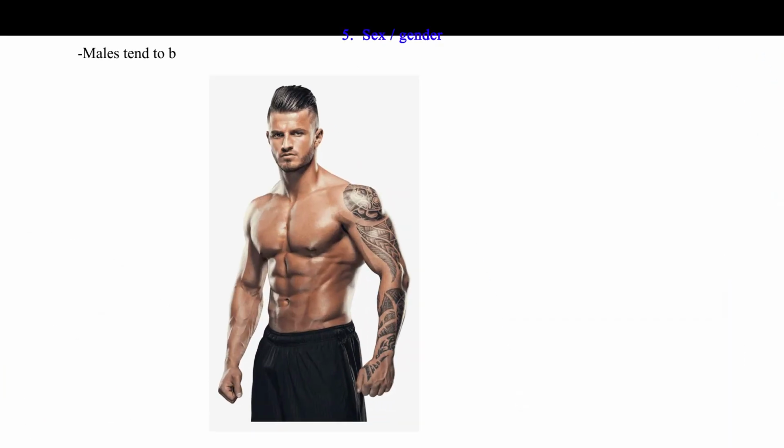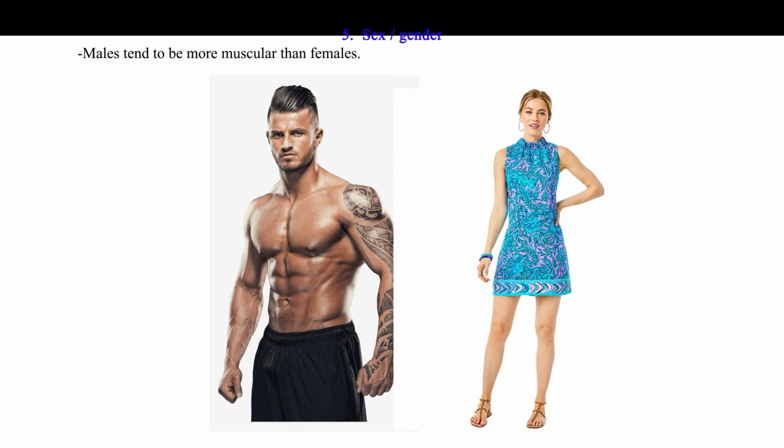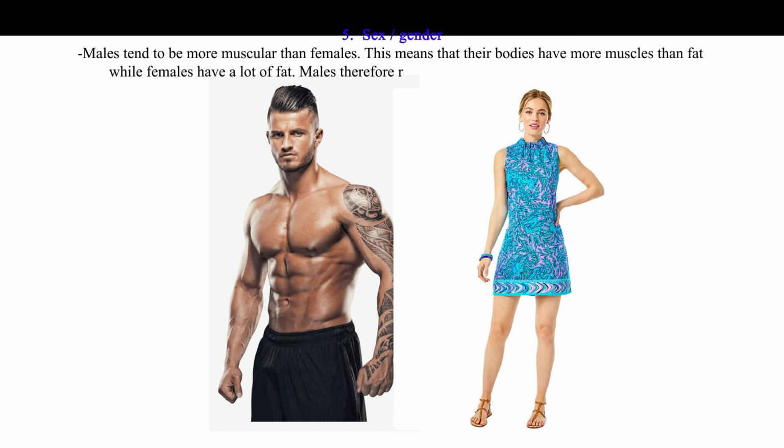5. Sex or gender. Males tend to be more muscular than females. This means that their bodies have more muscles than fat, while females have a lot of fat. Males therefore require more energy compared to the females.